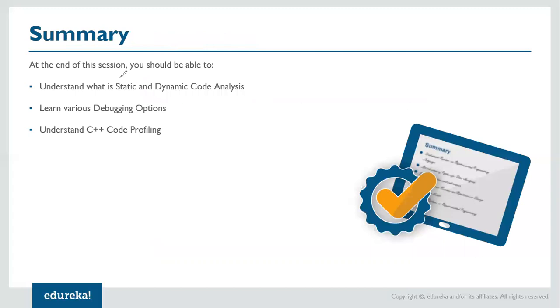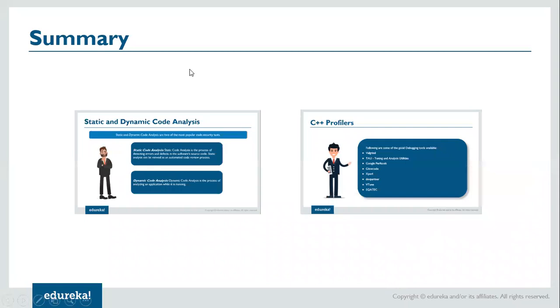So to summarize this discussion, at the end of this session, you should be able to understand what is static and dynamic code analysis, and understand C++ code profiling tools, as I have explained to you with some of the features in the previous slides. So in summary, we have looked at what is static and dynamic code analysis, and looked at some of the C++ profiling tools. That's all in this discussion.